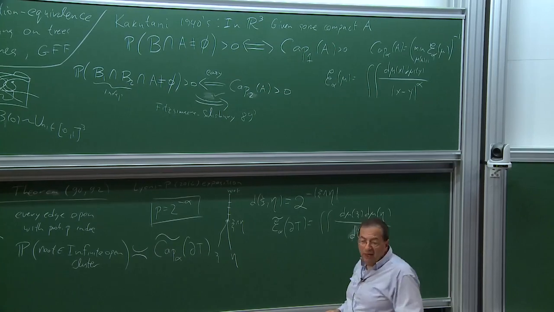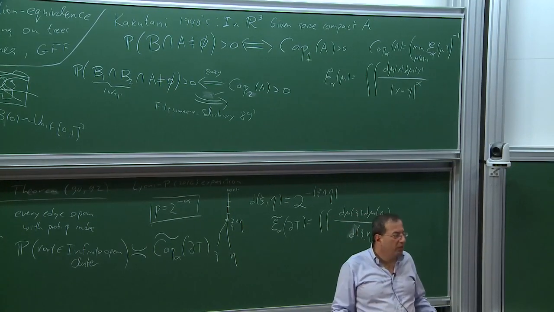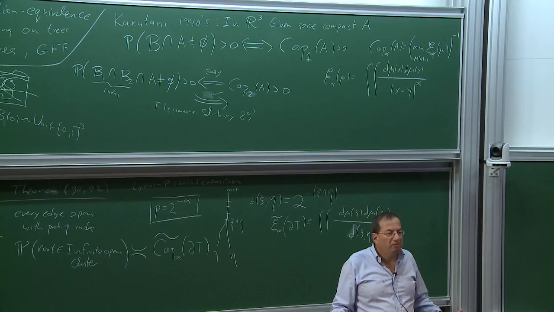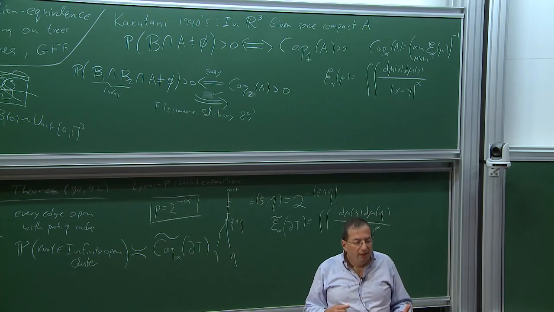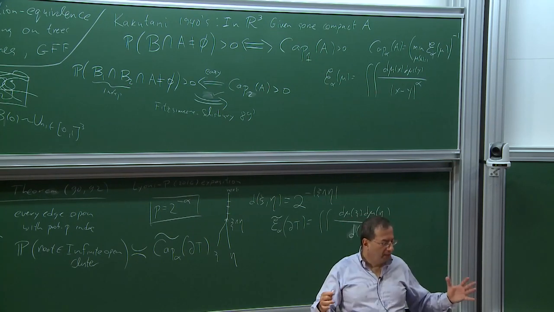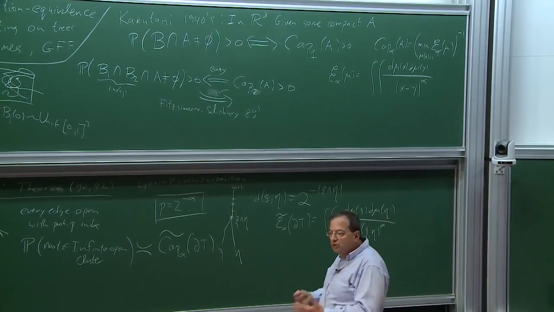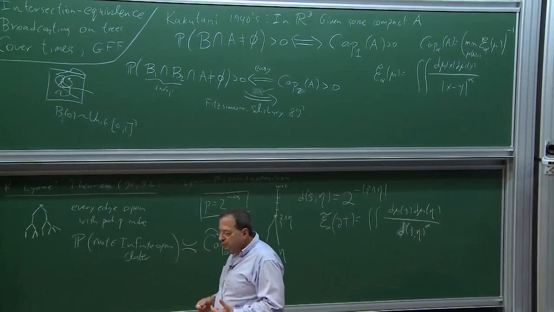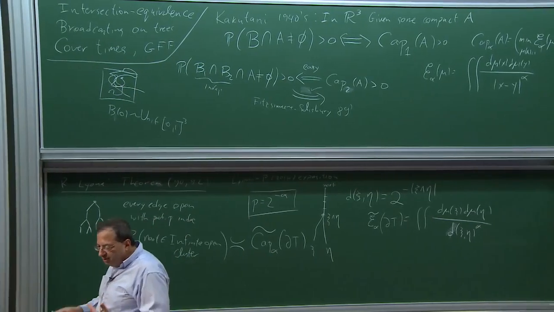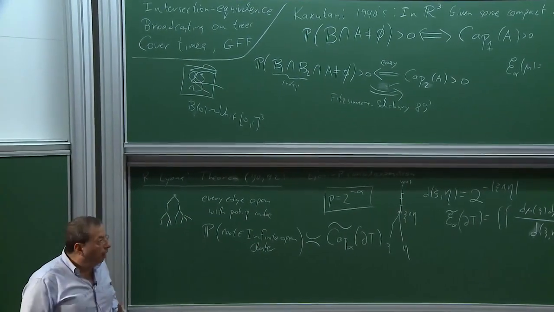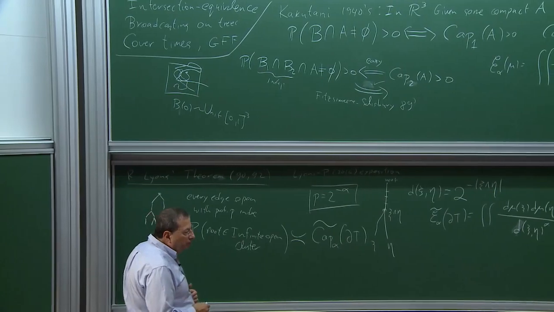you want to show that the capacity is positive, so you have to find a measure of finite energy. What will be this measure? It will be the hitting measure by Brownian motion of the set A. So you're given the data that the Brownian motion hits A, you want to construct a measure, you just use the hitting measure. And then the Markov property of Brownian motion can be used to control the energy of the measure.